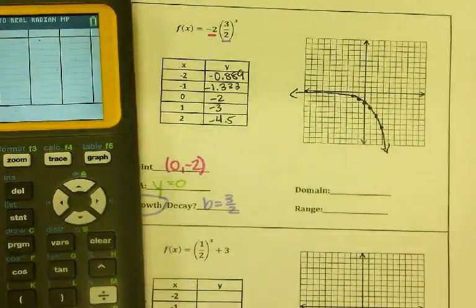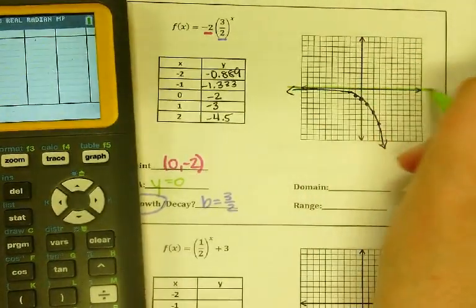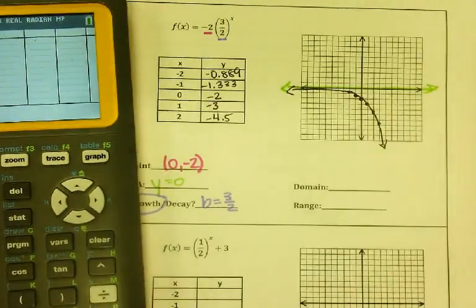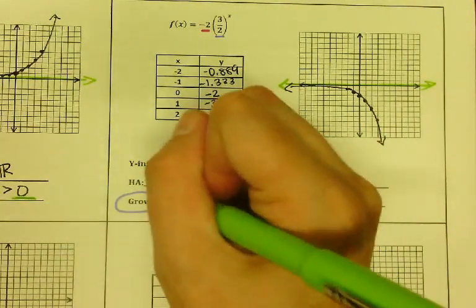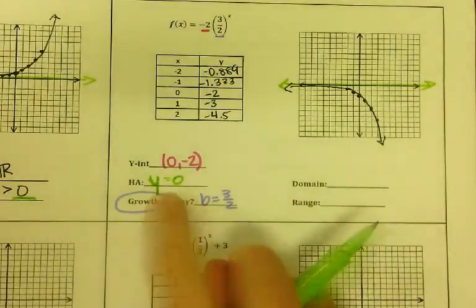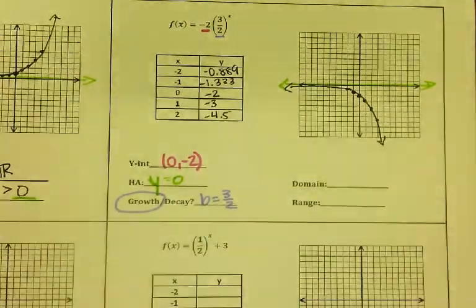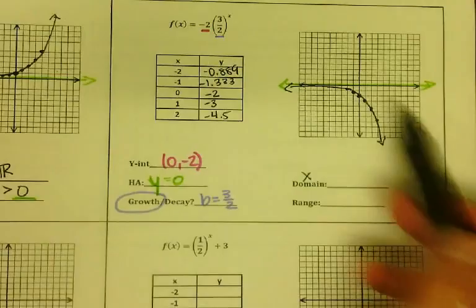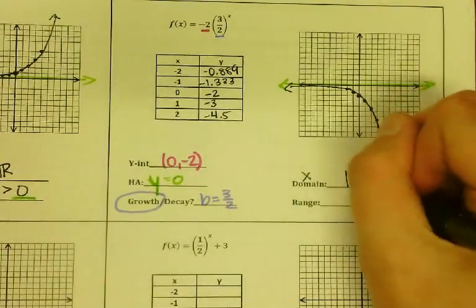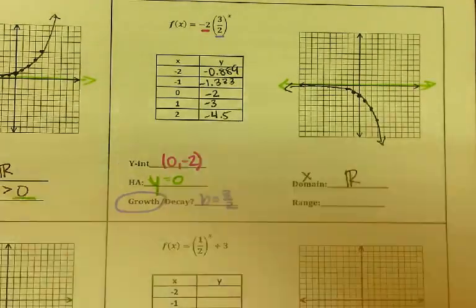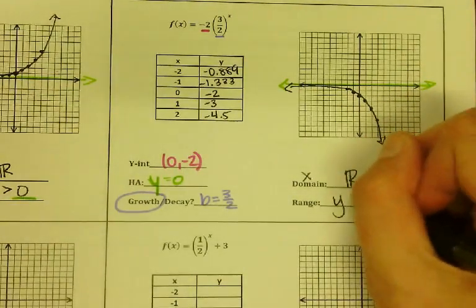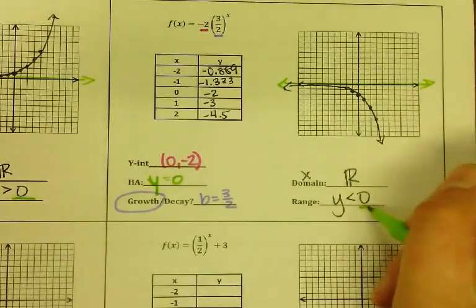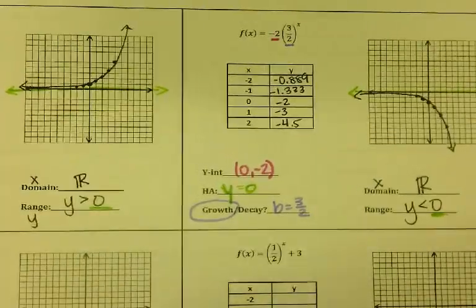We already talked about how that horizontal asymptote is that default right there at y = 0. It is not going to go above that horizontal asymptote. So guys, that 0 is connected to our range because the horizontal asymptote is always connected there. Our domain, our x values, go forever to the left and forever to the right, so that's all real numbers. And guys, my range is not y greater than 0, it is y less than 0 because they are all under the line.